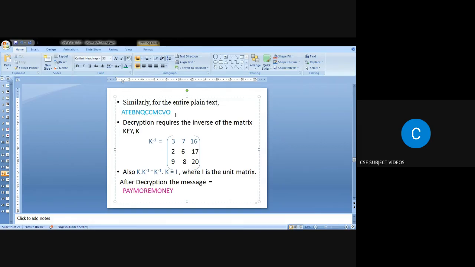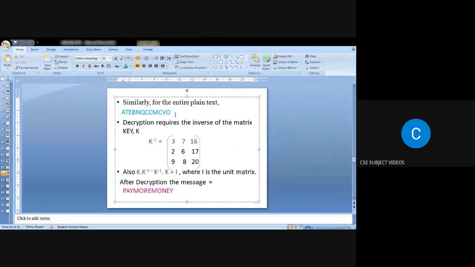Now we have to perform the decryption. As you all know, decryption is C into K inverse mod 26. The receiver knows the value K. So now we have to find the inverse of the key matrix K. After finding the inverse of the given key, we get this inverse key, that is 3716, 2617, 9820. Now we apply the same thing, that is K inverse into C mod 26. Similar matrix multiplications we have to do.